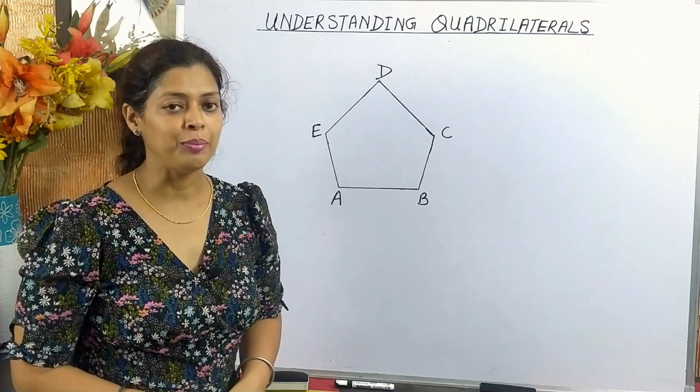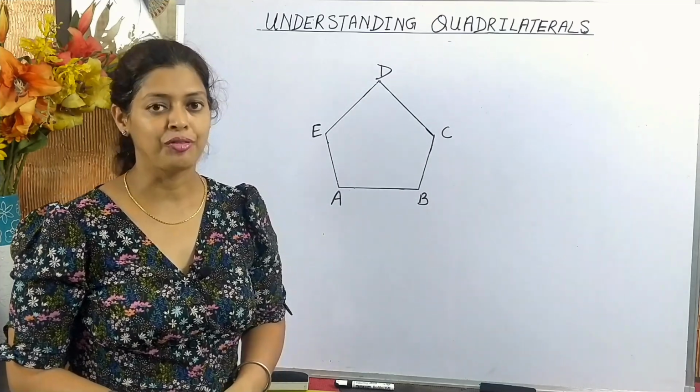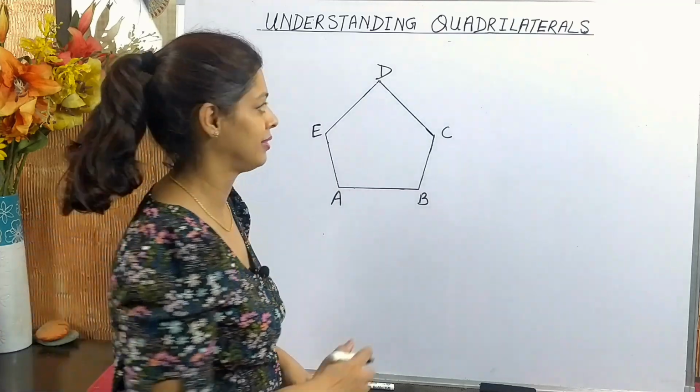Now we need to know some important terms related to polygons. The first one is adjacent sides.